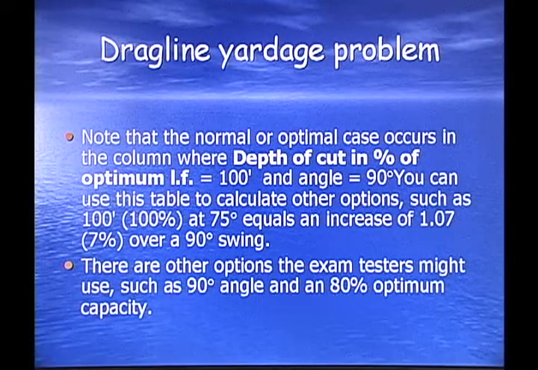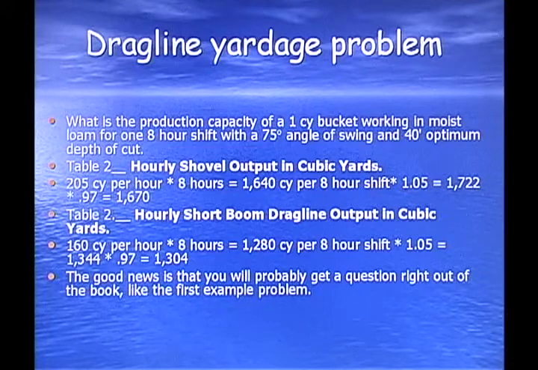There are other options the exam testers might use, such as a 90-degree angle and an 80% optimum capacity. Here's another question. What is the production capacity of a 1 cubic yard bucket working in moist loam for one 8-hour shift with a 75-degree angle of swing and 40-foot optimum depth of cut? Okay, so let's do it out of Table 2, hourly shovel output in cubic yards. Again, we have 205 cubic yards per hour times 8 hours gives us 1,640 cubic yards per 8-hour shift.